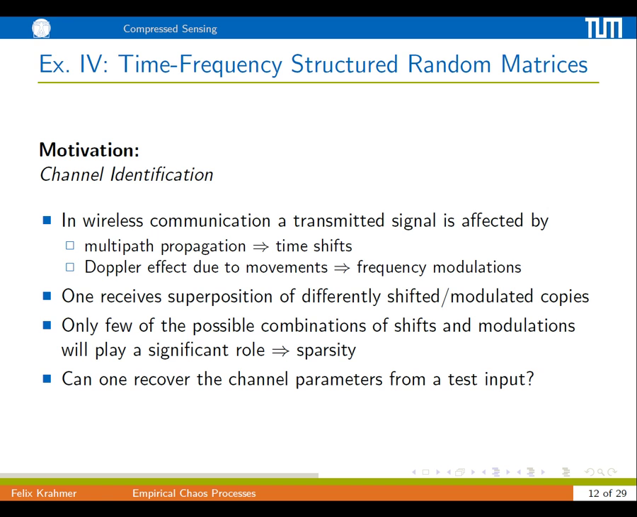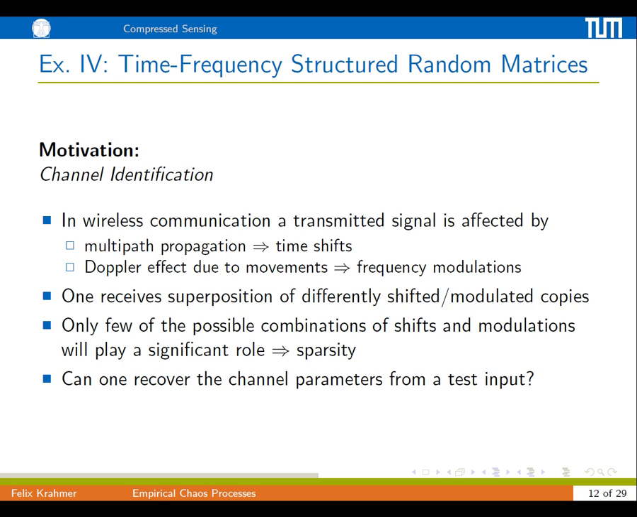I think Peter mentioned this yesterday, though he didn't really talk about it much, but if you think of all the potential paths that your signal could take, where it could be reflected, only a few of them will actually happen. That's where sparsity enters the game. That's where the machinery is useful. And the question then is to recover the channel parameters from a test input. And then the test input, again, can be chosen at random.